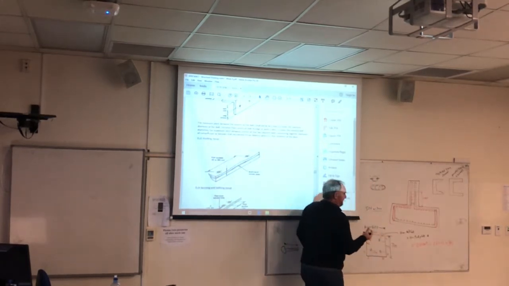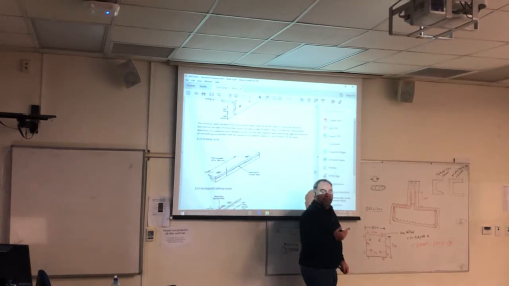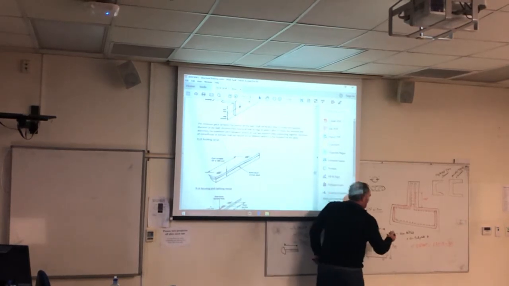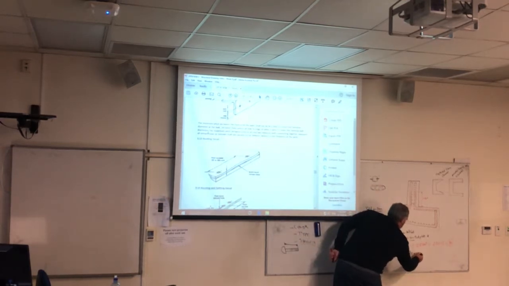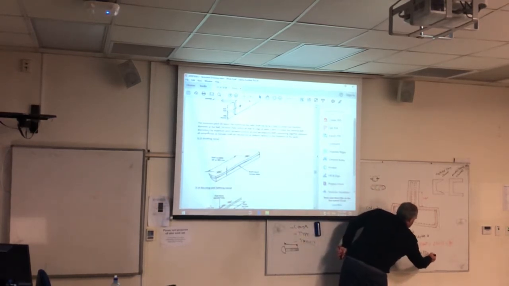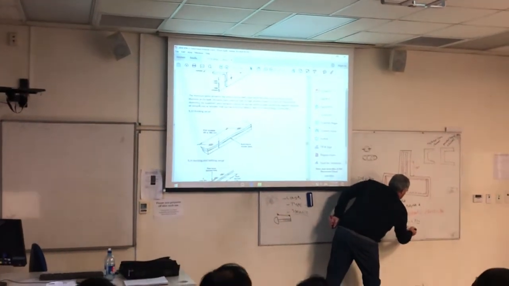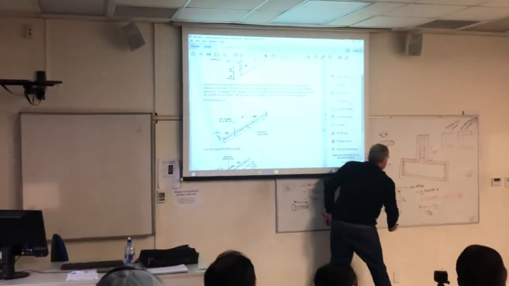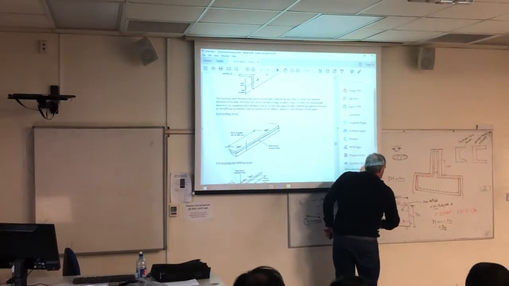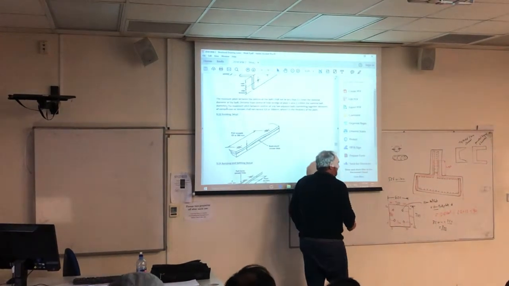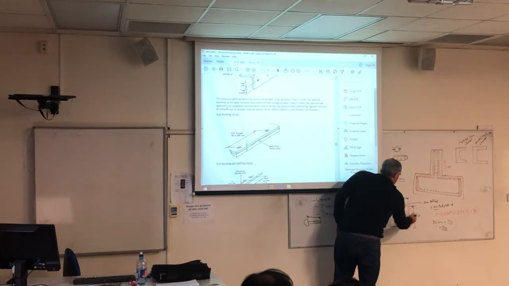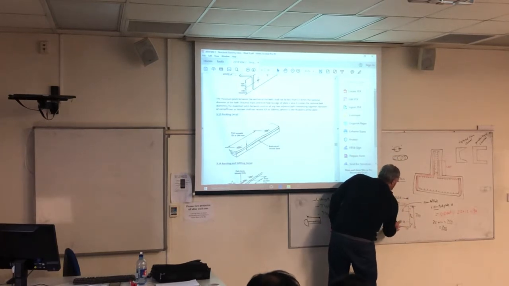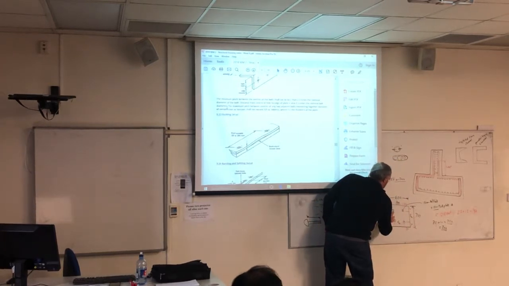What's T? What's thickness? I haven't told you the thickness yet, have I? I have 10 millimeters. So 32 times 10 equals 320. So therefore it equals 300. Maximum 300. So now we're going to put the 300 here, and there, and there.